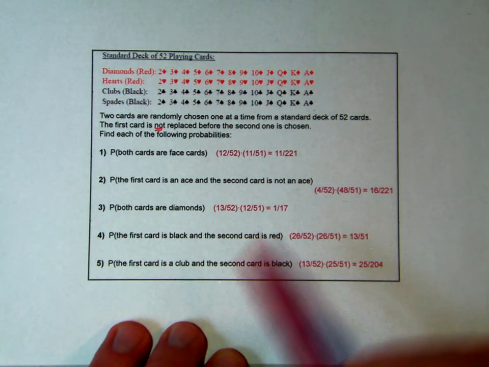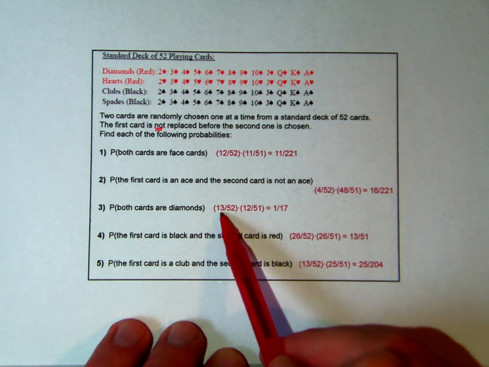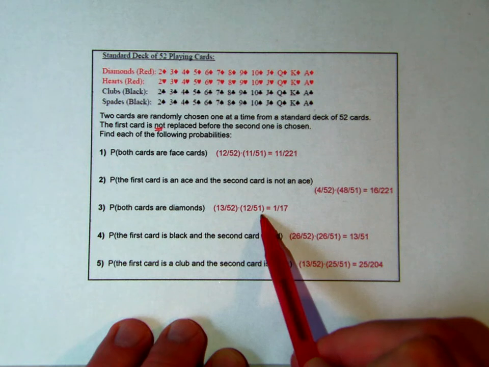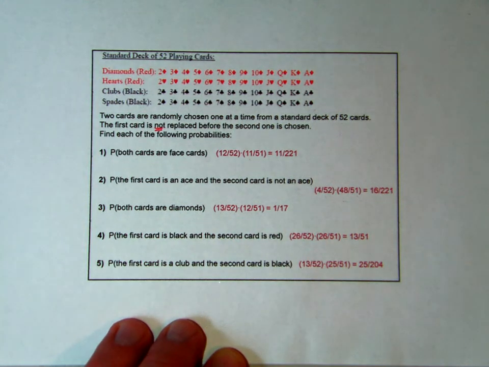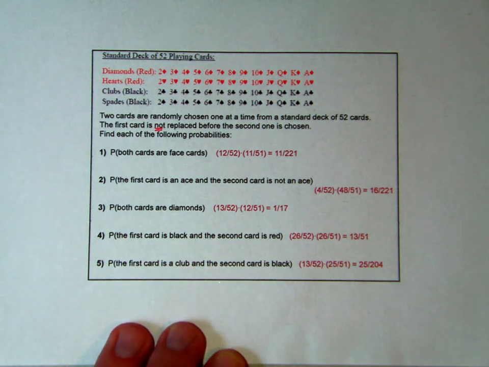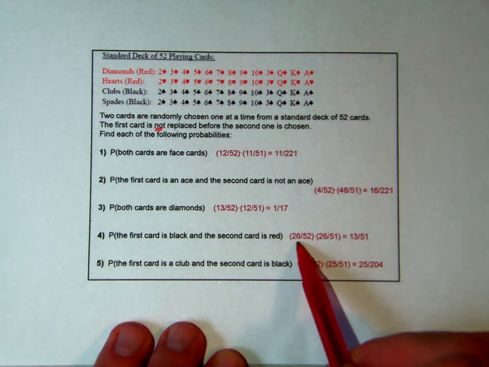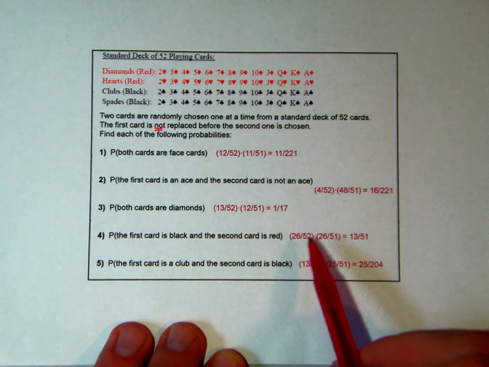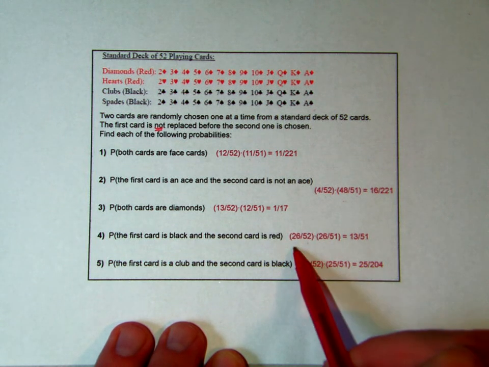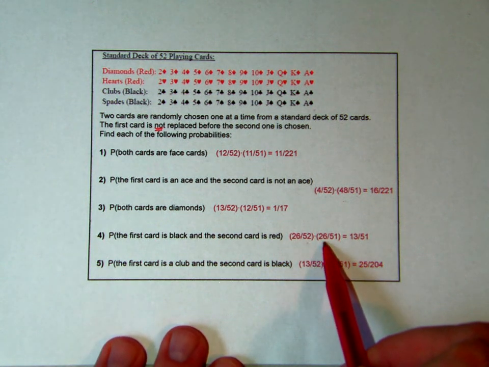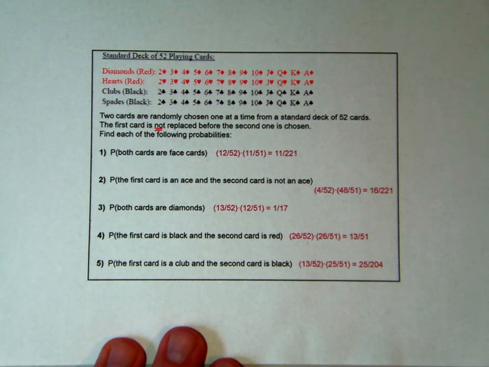Okay, both cards are diamonds. 13 of each suit, so we have a 13 out of 52 chance of the first one being a diamond. 1 less to choose from, 1 less diamond, multiply those together. Number 4, the first card is black and the second card is red. Well, half the deck, 26 out of 52, is black. 1 less card to pick from. If the first one we chose was black, that means all 26 red cards are there to choose from for the second pick. Then multiply those fractions.